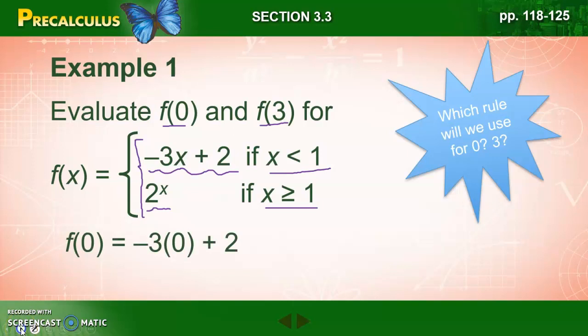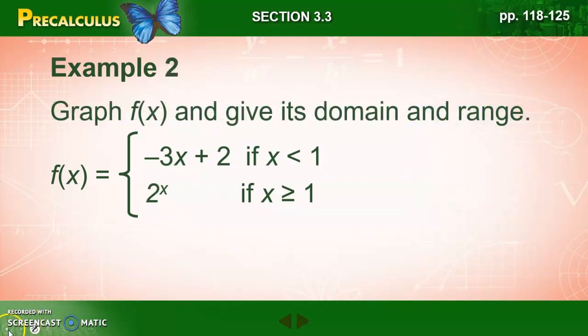Evaluating f of 0, we get that f of 0 equals 2. And evaluating f of 3 using the second function rule, we get f of 3 equals 8. All right, now let's try to graph this piecewise function, and give its domain and range.